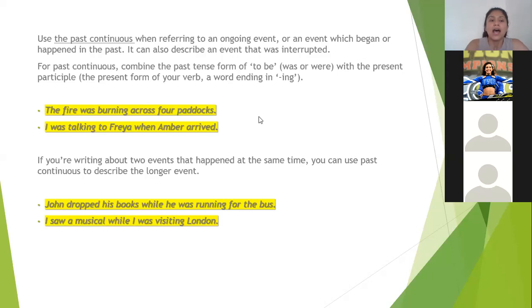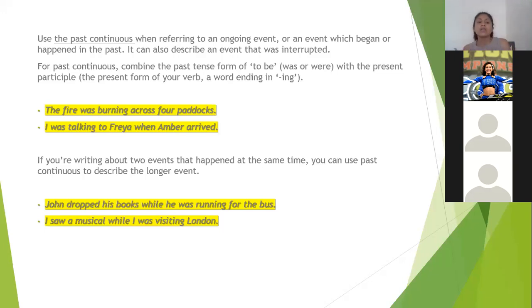Actually, I can start with the interrupting action instead of the interrupted one, and it is exactly the same. For example, I can say when Amber arrived, I was talking to Freya. Let's say that the word that is linking my 2 different actions there is when. Then it says, if you're writing about 2 events that happened at the same time, you can use past continuous to describe the longer event, to describe the action that happened first and that had a longer duration.